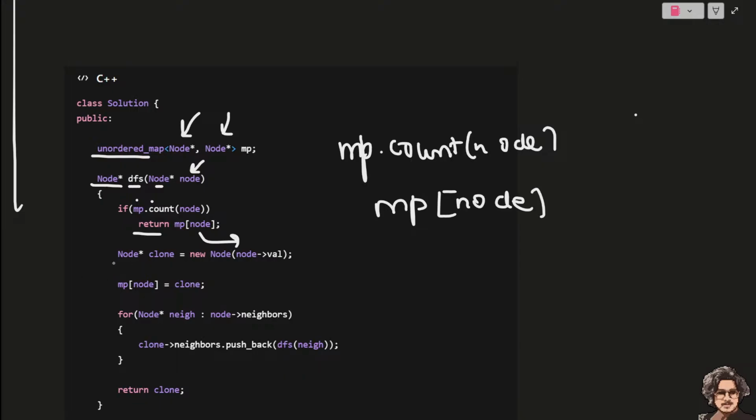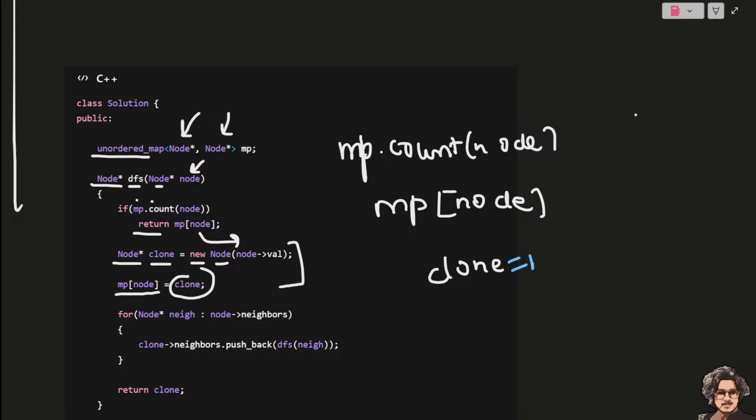Otherwise, in that case, we create a clone, a new node, with the node's value. So mp of that node is equal to clone. Assign it, and also check for its neighbors. These two are important topics. We created a clone, so we want to create a clone that looks like the original graph.